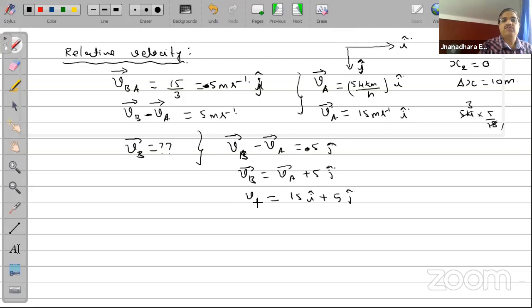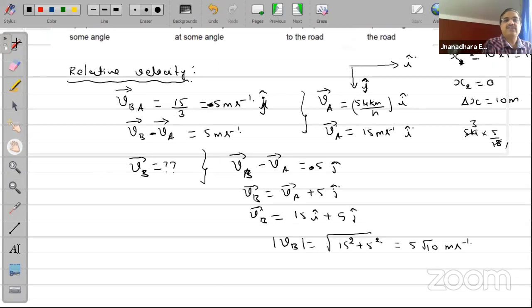VA is 15 I cap plus 5 J cap. So what will be the velocity of B? Magnitude of the velocity will now be given as root of 15 square plus 5 square, which will be equal to 5 root 10 meter per second. Now, what is the angle that it makes?